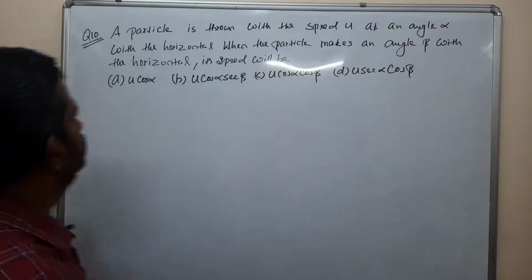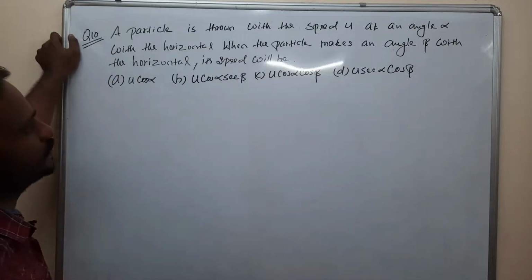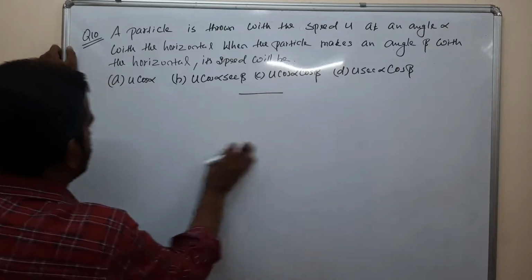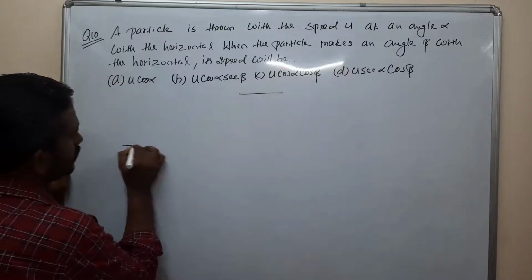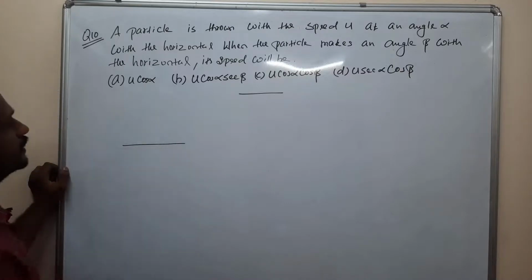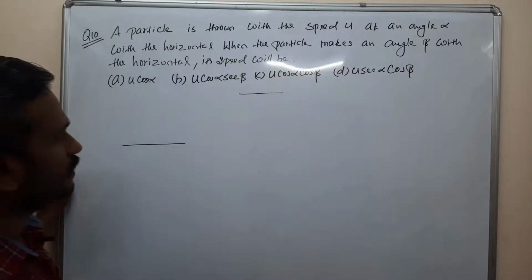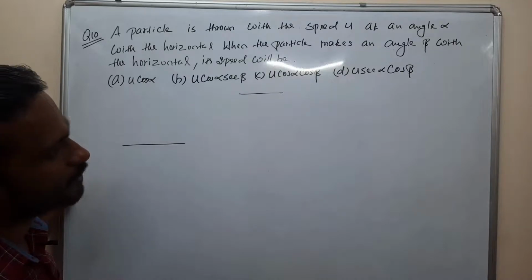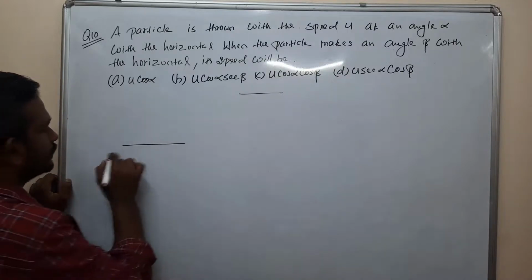Tenth problem. A particle is thrown with the speed u at an angle alpha with the horizontal. When the particle makes an angle beta with the horizontal, its speed will be. The four options are given: u cos alpha secant beta, u cos alpha cos beta, u secant beta cos beta.